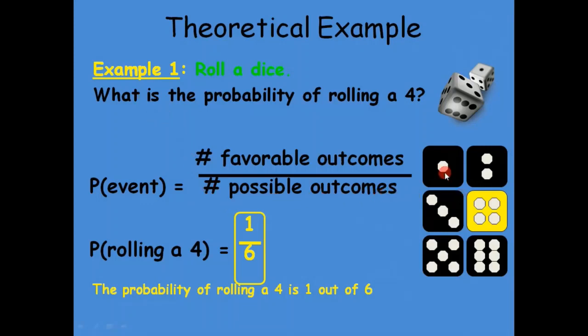Here, these are the faces of the die: 1, 2, 3, 4, 5 and 6. Our favorable event is 4. So how many times is 4 on this die? That is only one time. So we write here 1. And the total possible outcomes are 6: 1, 2, 3, 4, 5 and 6. So 6 is written here. So the probability of rolling a 4 is 1 out of 6. We can say 1 over 6.